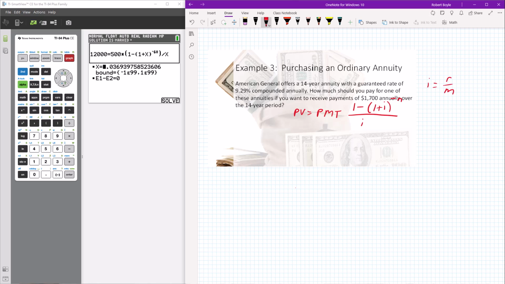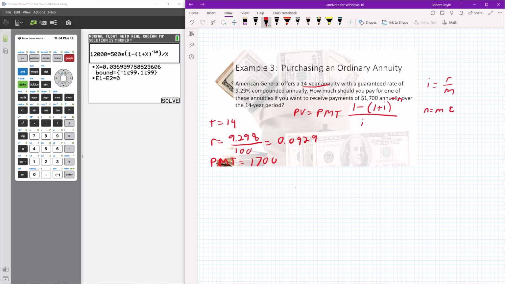R is your annual interest rate as a decimal. N is equal to M times T. Now, T is for this. We have a 14-year annuity, so T is equal to 14. Our interest rate is 9.29%, so R is equal to 9.29%. We can't work with percentages, we can only work with decimals. So this will be equal to 0.0929. We want to receive payments of $1,700, so our payment, PMT, is equal to $1,700.